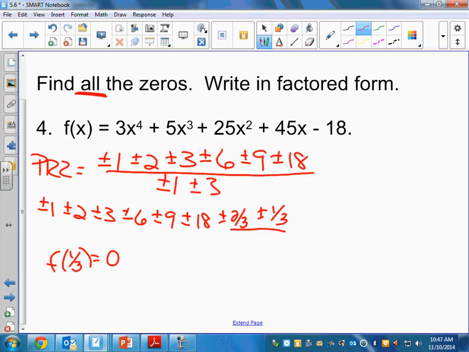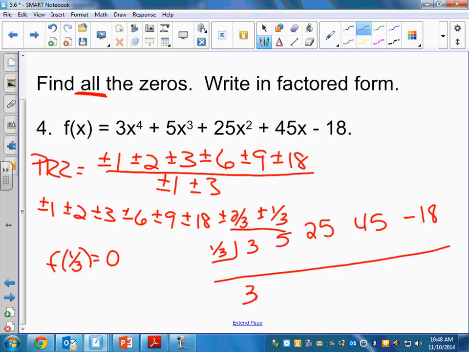Notice I didn't do Descartes' rule of signs, but I can tell just by looking that they only change once here, which means there is one positive real zero for sure. I think we just found it. If I divide that out, 3, 5, 25, 45, negative 18.